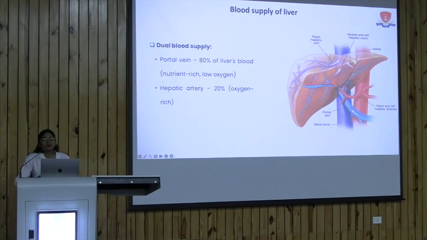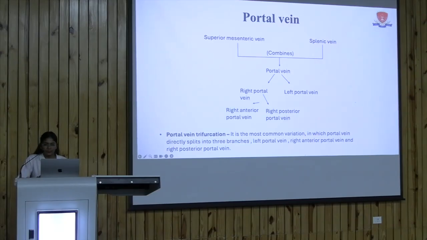The blood into liver is supplied by 2 vessels, portal vein and hepatic artery, of which majorly 80% of blood is supplied by portal vein and rest 20% by hepatic artery. Portal vein is rich in nutrients but low in oxygen, whereas hepatic artery is completely oxygenated.